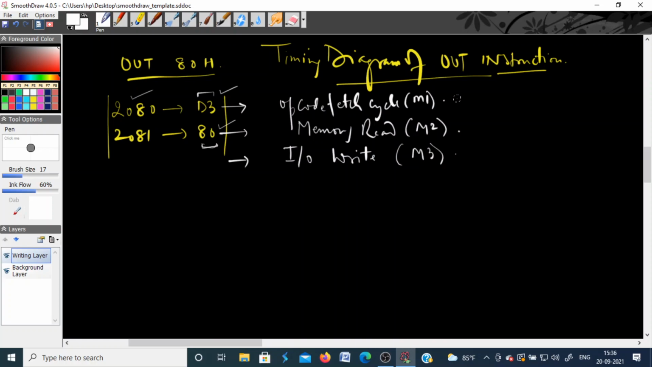You can see the opcode fetch cycle requires 4 states. The memory read cycle involves three states. Similarly, the input output write operation involves 3 T states. So you need in total 10 T states: 3 machine cycles with 10 clock cycles for the execution of this complete instruction. In the first 4 clock cycles, the opcode fetch is done. In the next 3 clock pulses, the memory read operation is done. And in the last three cycles, the input output write operation is performed.